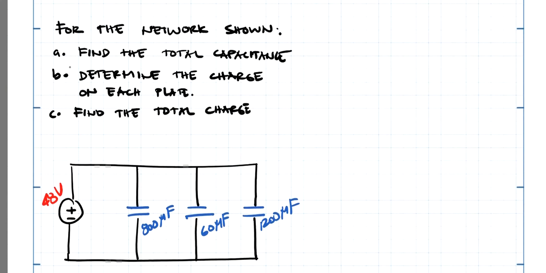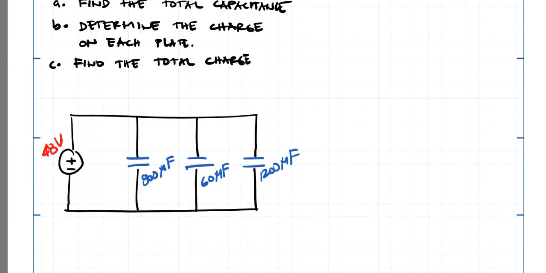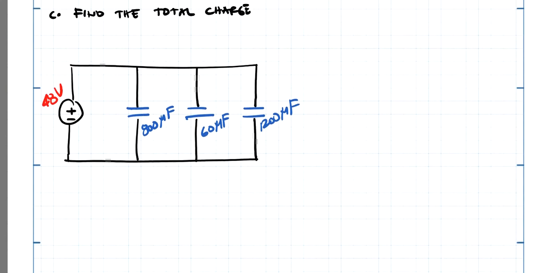And for letter B, to determine the charge on each plate, we have C, and we also have the voltage, because since this is in parallel connection, if this is 48 volts, then this is also 48, this is also 48, and this is also 48. So Q is equal to C times V. We have C and V, so we can solve for Q. Once we've solved for Q1, Q2, and Q3, then finally we can solve for the total charge. So let's do this.